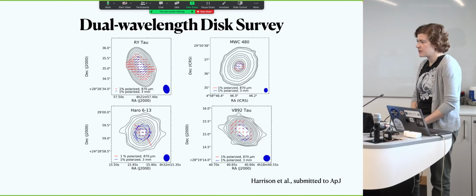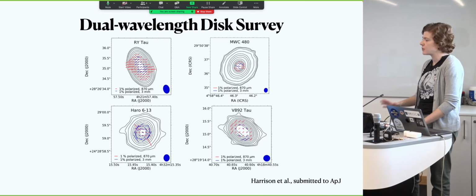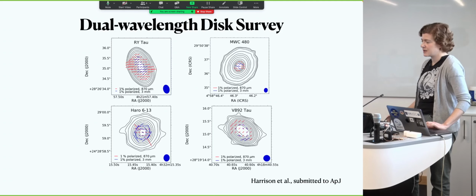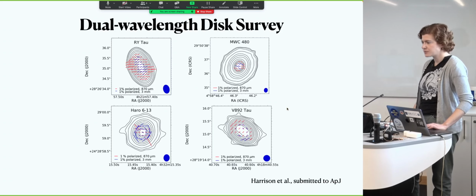So since we observed that change in polarization morphology with wavelength in HL Tau, one of the first questions that we wanted to ask was, does that pattern hold for all disks? So it turns out the answer is no. So this is data from a survey that I did of polarization at multiple wavelengths in a few disks in the Taurus molecular cloud.